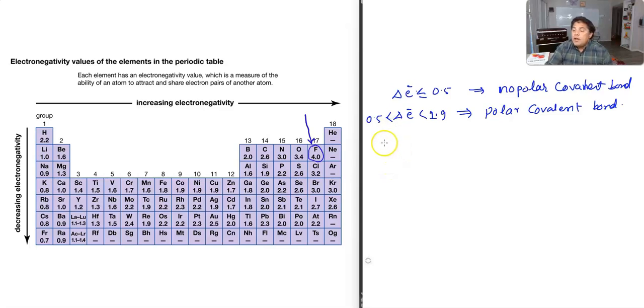Okay, but if delta E is greater than 1.9, it is then ionic. So in a non-polar covalent bond, the electron cloud is pulled more and more, and finally all the electron cloud goes over, and it is an ionic bond. Okay, so let's see the polar and ionic bonds, right? First non-polar, then polar as the intensity increases, then it is ionic.